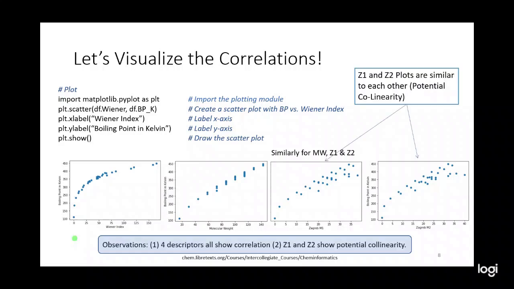Second, the responses for Zagreb index 1 and Zagreb index 2 are very similar, suggesting potential collinearity between these two descriptors. Collinearity means that they contain similar or redundant information.